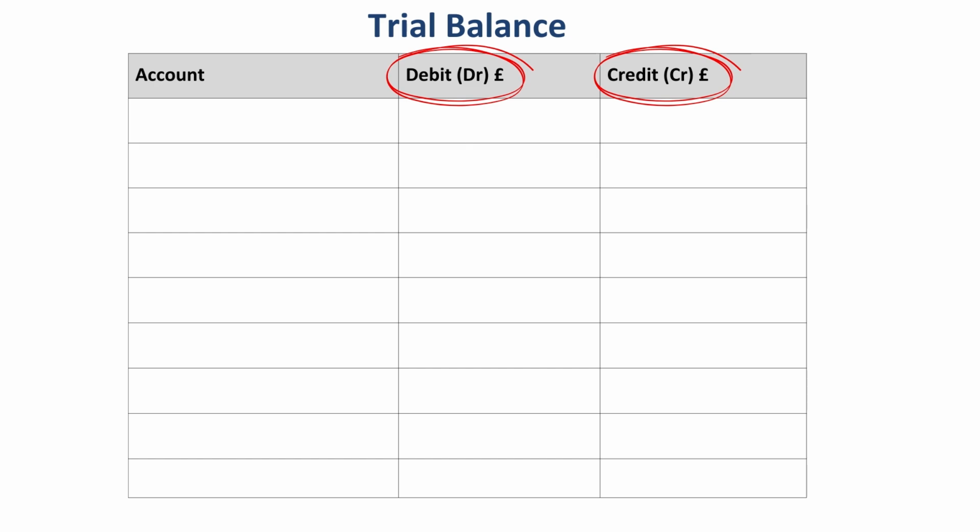The trial balance is presented in two columns, debit and credit. The types of accounts generally follow predictable patterns. Debit balances usually include assets, things the business owns like cash, equipment, or inventory.